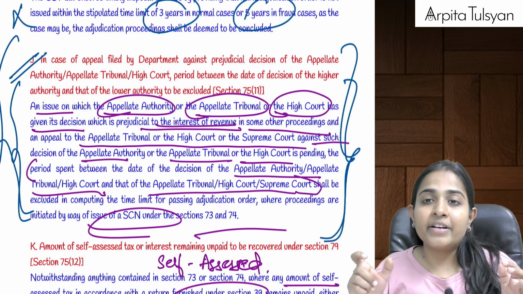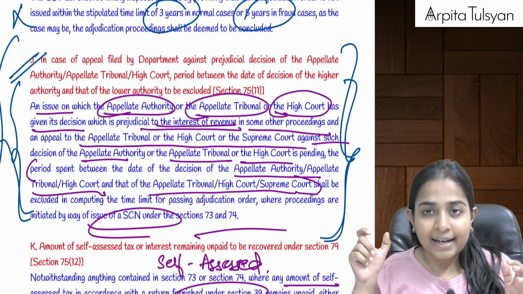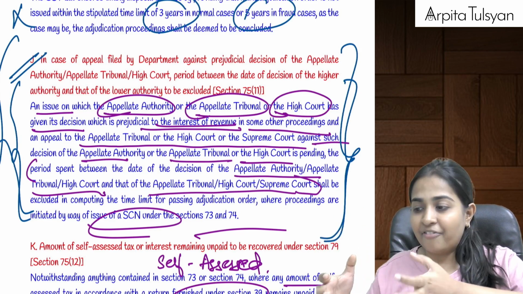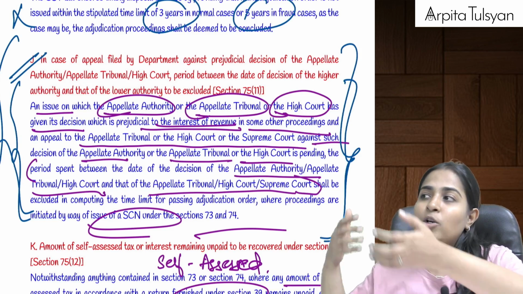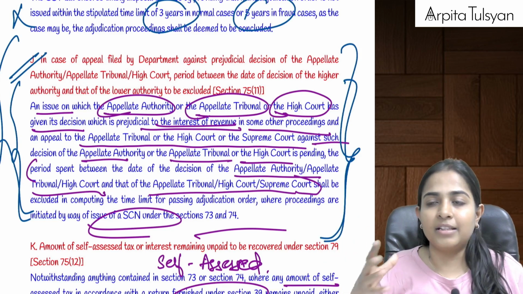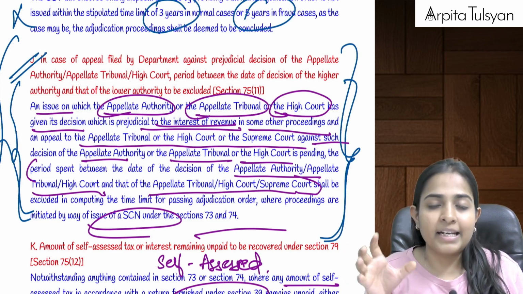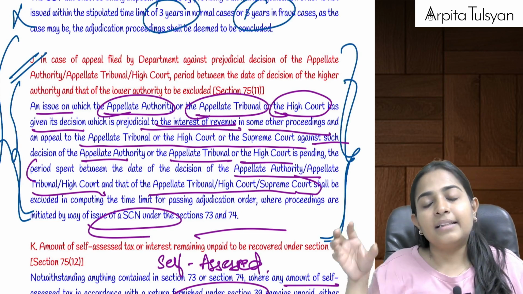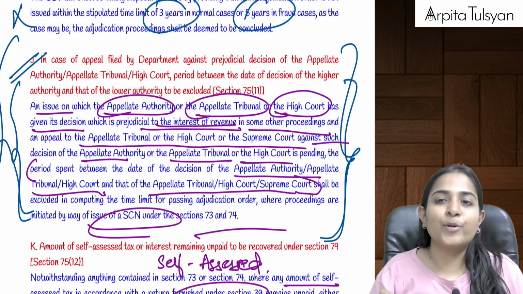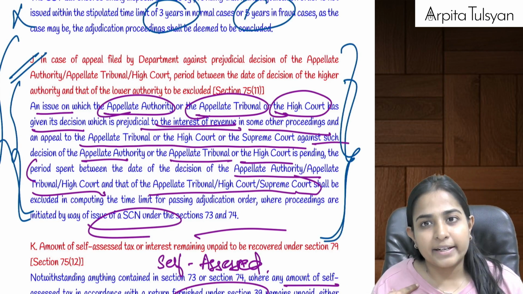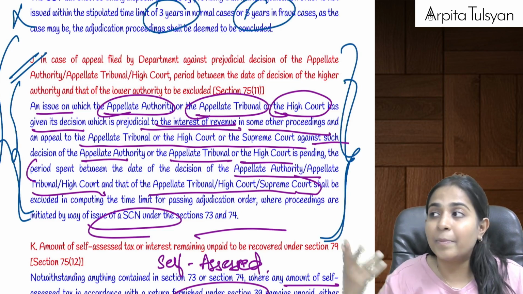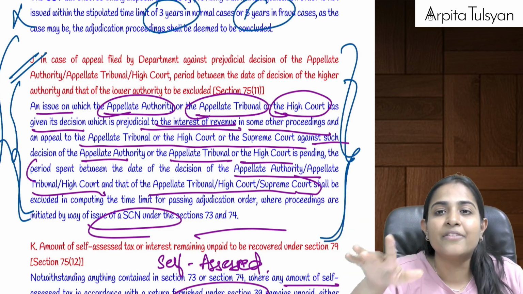So whatever is the time taken between the appeal filed at the lower level of authority to the higher level of authority, or whatever decision is given, the time taken in giving the decision, that time period will be excluded while doing my proceedings. Are you understanding? Because why?